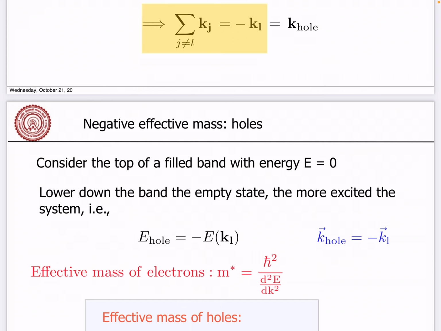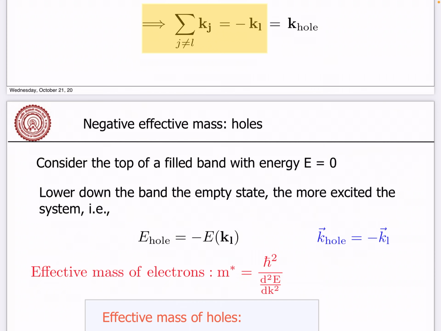Right? Because at the top of the band, if you go lower down the band, a hole state will be a more excited state. Okay, so that means the energy of a hole with respect to the top of the filled band, we can say it is minus E of kl. Why? Because we have removed the lth electron. We are talking about this hole. Since we are considering it as 0 on the top of the band, lower down the band means this is the lower energy. So this is minus E of kl. Is it clear to all of you?